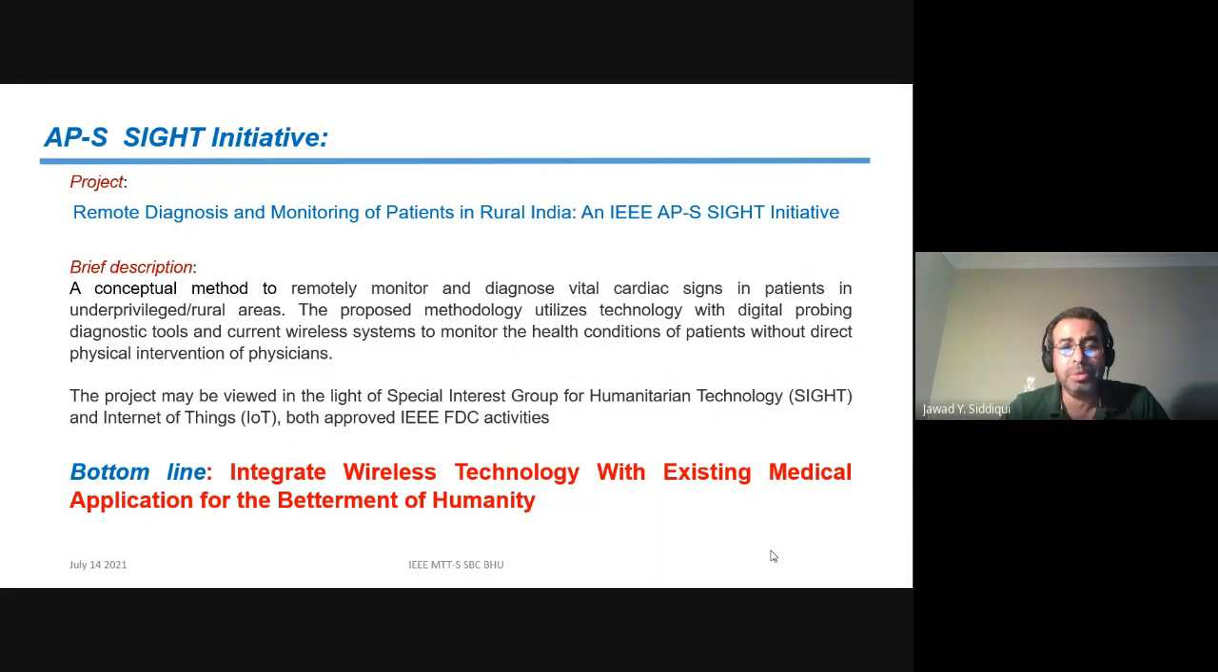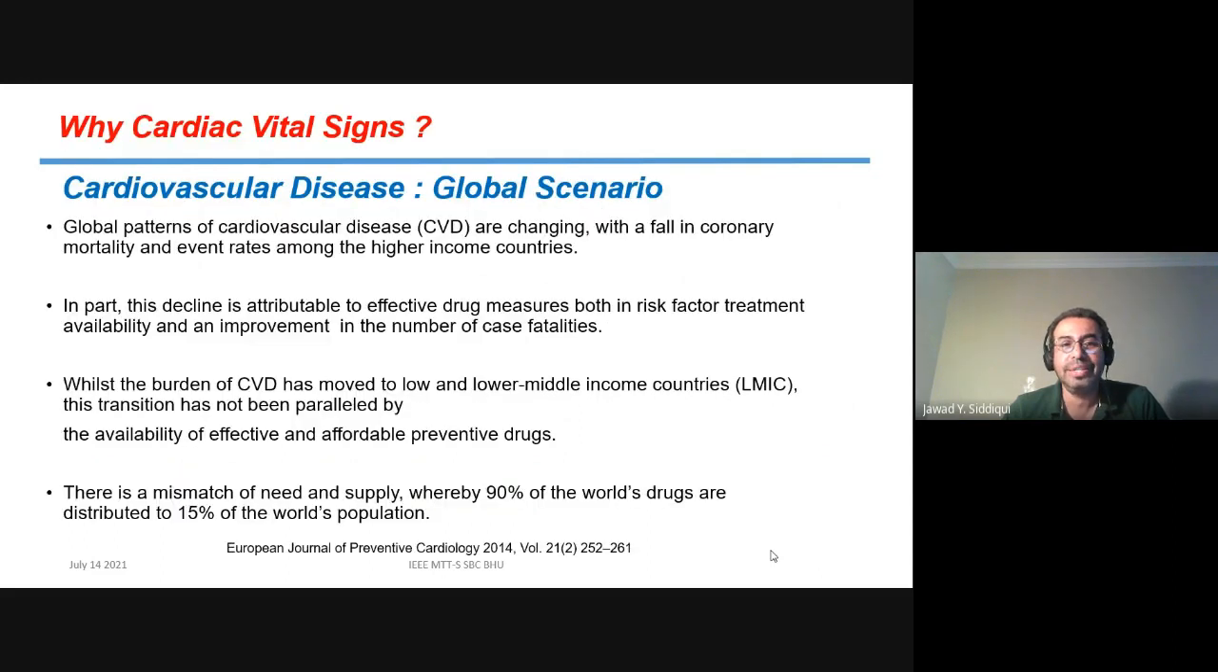It's a conceptual method to remotely monitor and diagnose vital cardiac signs in patients in underprivileged rural areas. The methodology utilizes technology and digital diagnostic tools, a current wireless system, to monitor health conditions in patients without direct physical intervention of physicians. I did this a long time back, almost 2015, before the pandemic, and the idea came to my mind in 2012.